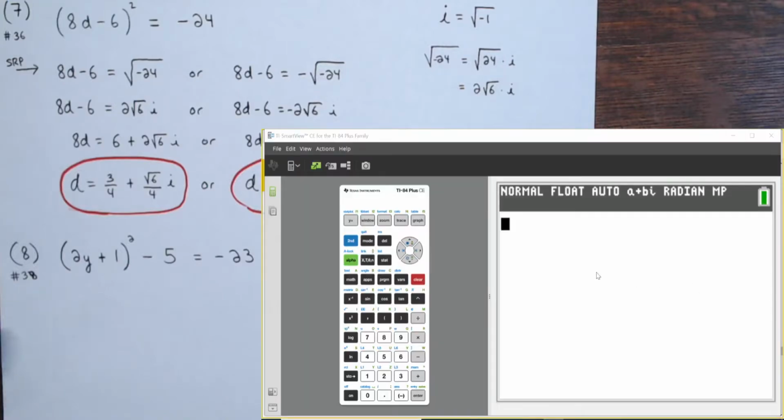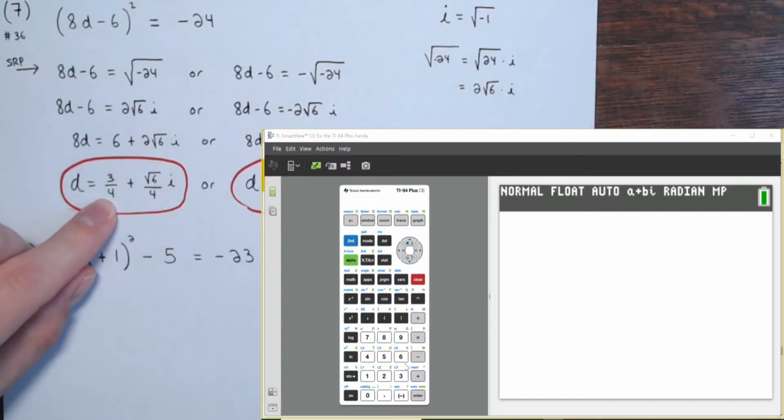Now, in order to be able to work with imaginary numbers, in order to be able to work with i, you got to make sure that you're in the a plus bi mode and not real mode. And so just hit the mode button, go down and change it from real mode to a plus bi mode. Alright, so I'm going to do the same thing that I did before to check my solutions with the calculator. I'm going to enter this first solution. Alright, 3/4 plus, and then the square root of 6. Get out of there. Then divided by 4. Make sure the 4 is not inside the square root. And then times i, right? And just put the i after that.